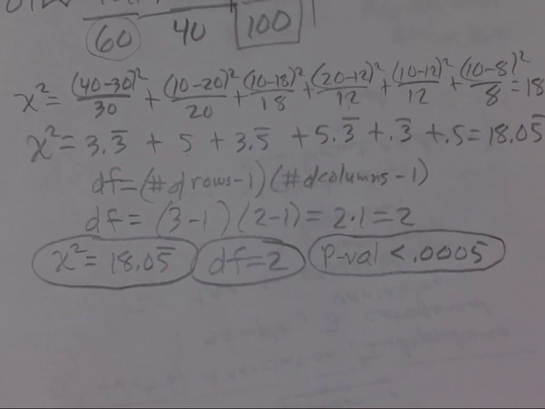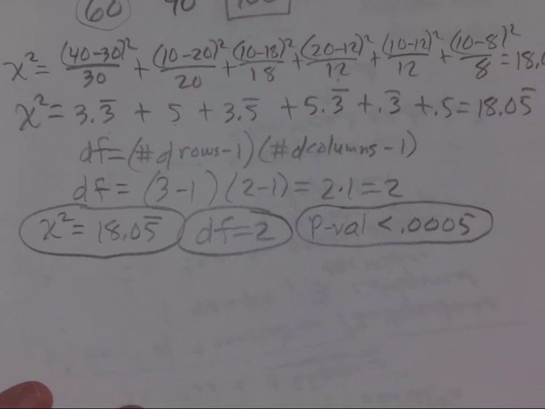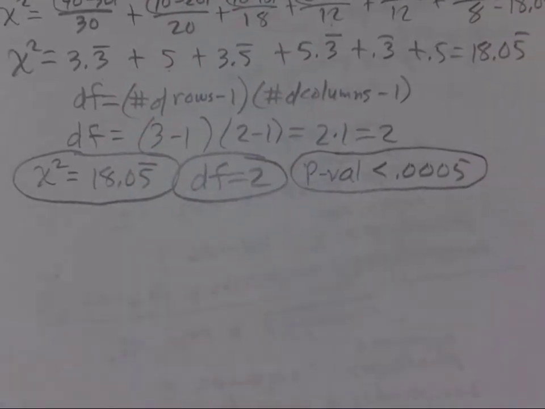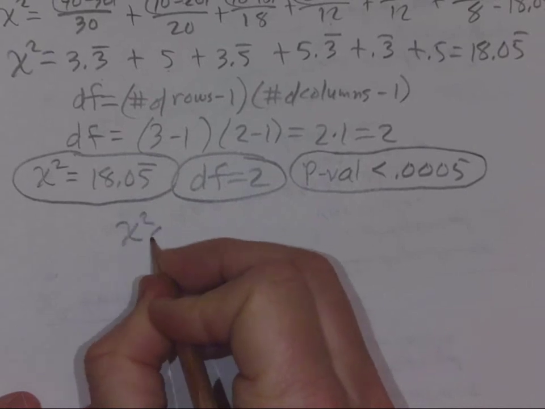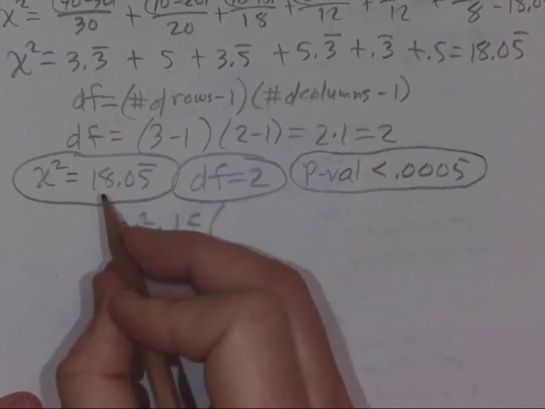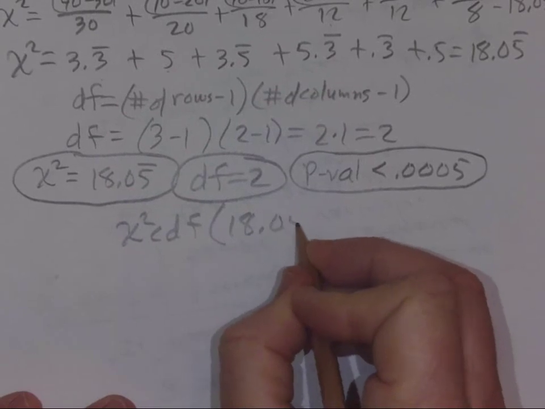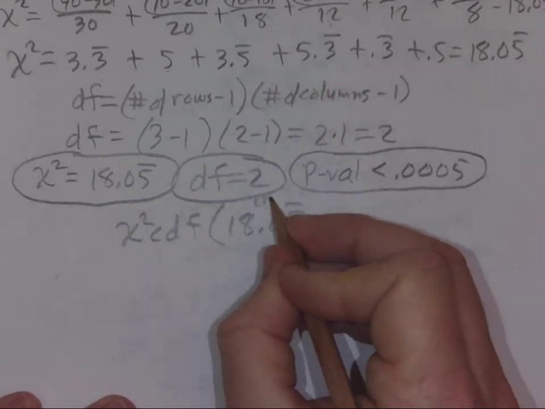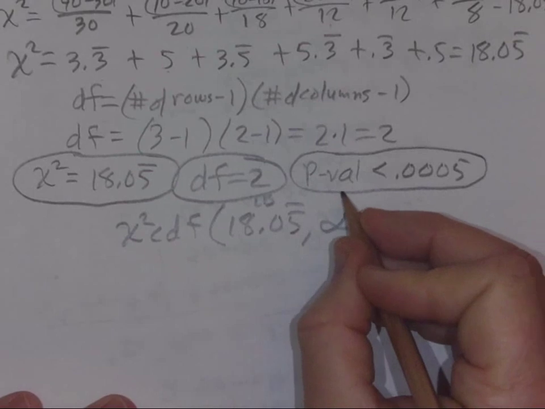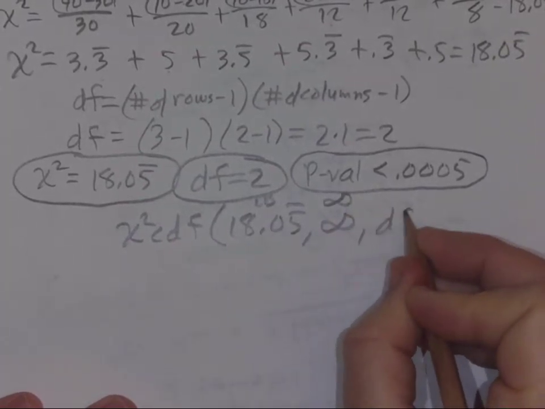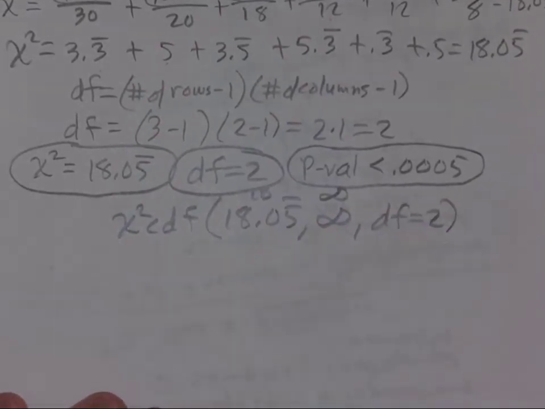Now, how can you find it using your calculator? If you're given your test statistic and you have to find a p-value, you can use a CDF function, in this case chi-squared CDF. Just like when you're given a z-test statistic, you could use normal CDF, and when you're given a t-test statistic, you could use t-CDF. In this case, chi-squared CDF, and it's always going to be that value and bigger. So there's my lower bound, and my upper bound is infinity. Then you just put your degrees of freedom equal to 2. That would be showing your work there.